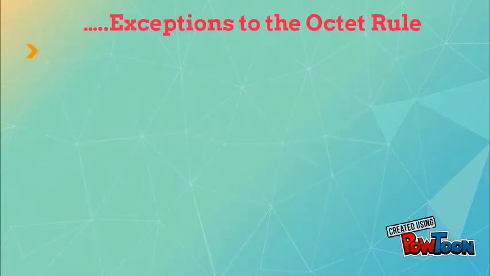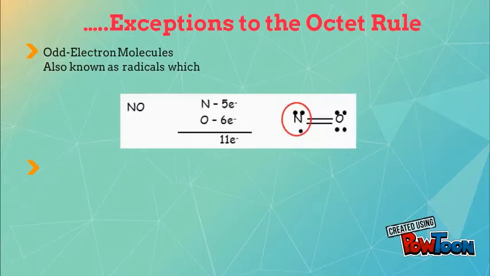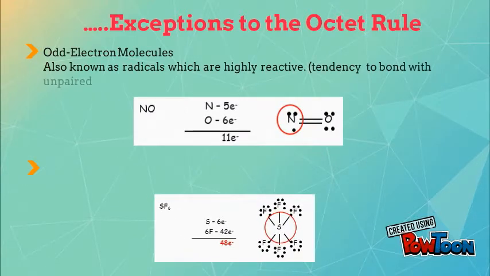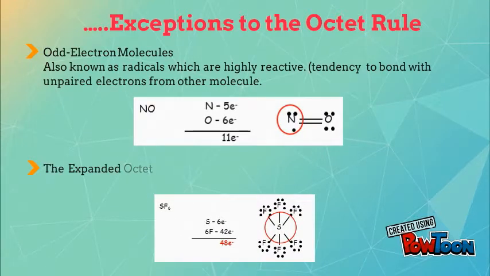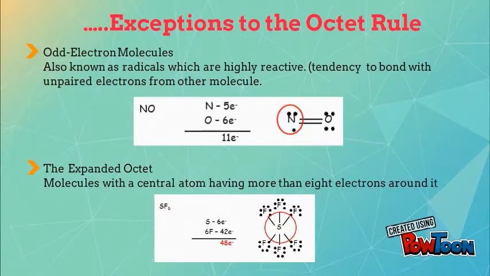Continue from exceptions to the octet rule. Odd electron molecules, also known as radicals, which are highly reactive. They tend to bond with unpaired electrons from other molecules. The expanded octet: molecules with a central atom having more than 8 electrons around it.